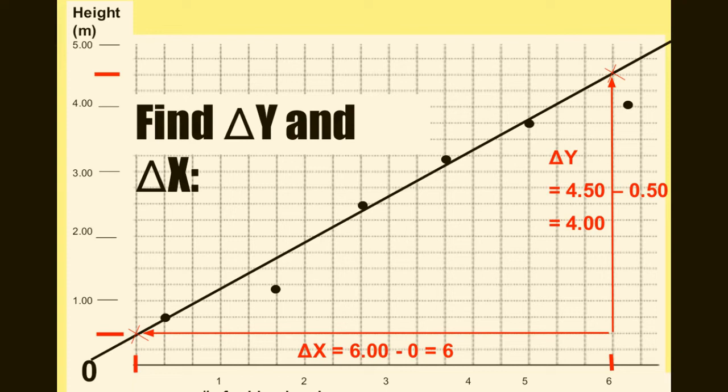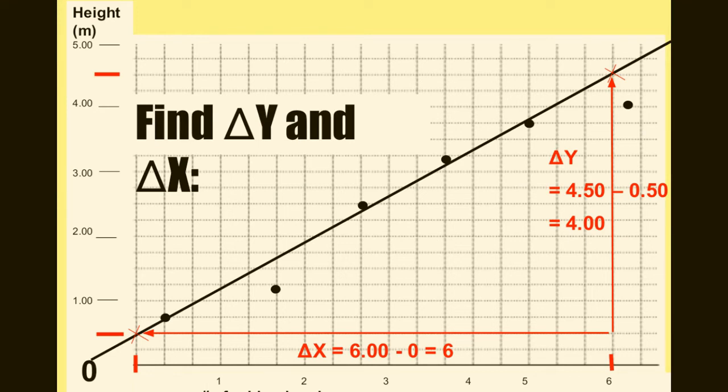The y coordinate on this value is, if you go all the way to the left, it is 4.5, and the x value on this, if you go all the way down, is 6. Likewise for this one here, the y value is a 0.5, and the x value is 0. So y2 from this one is 4.5 minus the 0.5 from the y1 is equal to a difference of 4.